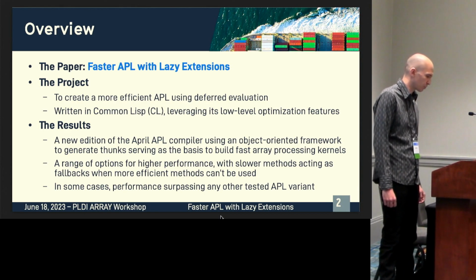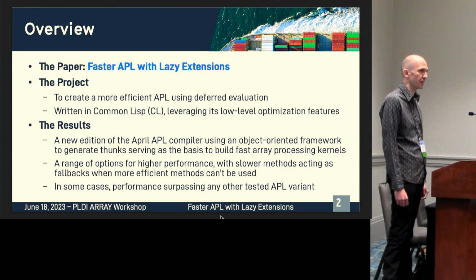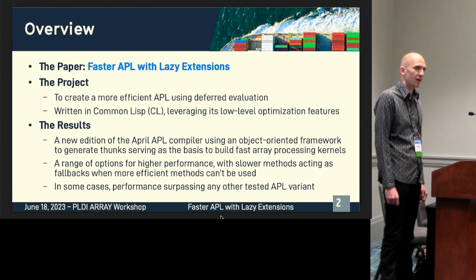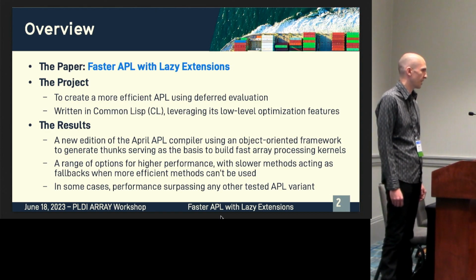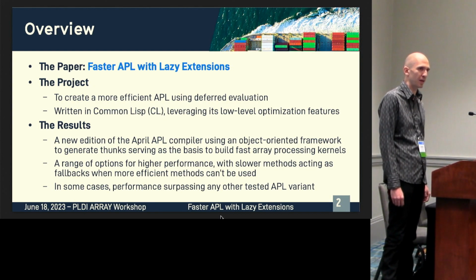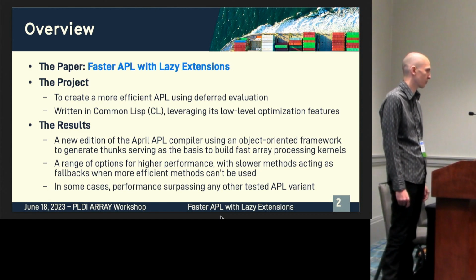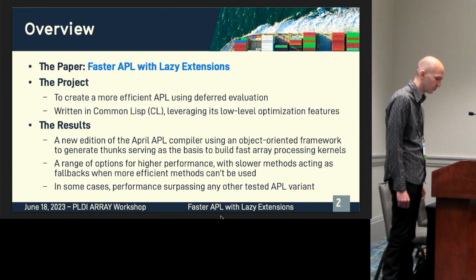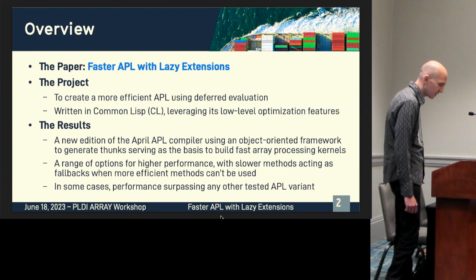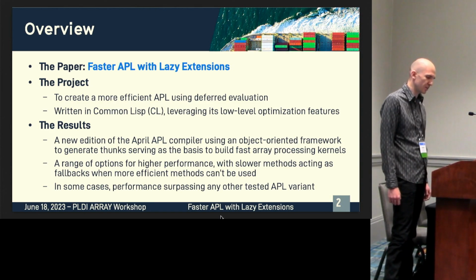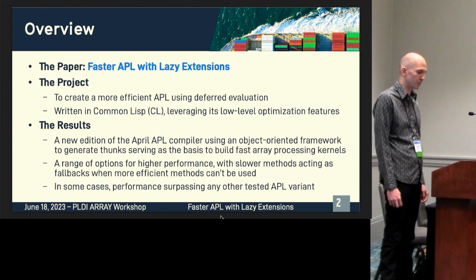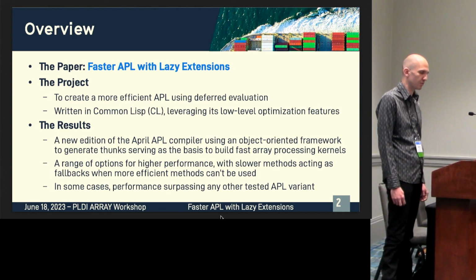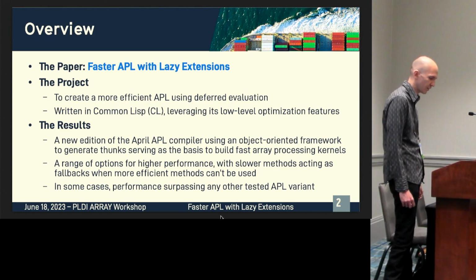The results of this project were a new edition of the April APL compiler with a multifaceted framework for optimization, choosing the best available method to optimize whatever is being evaluated, falling back on slower methods when faster methods don't work. In some cases, the performance I achieved was better than any of the tested APL variants, so we'll be exploring how that happened.